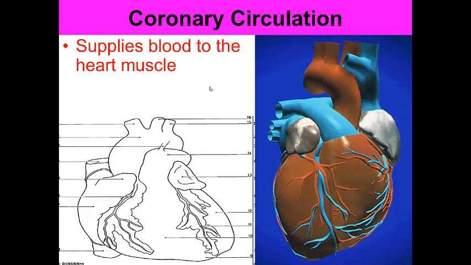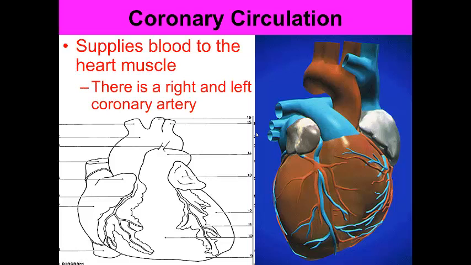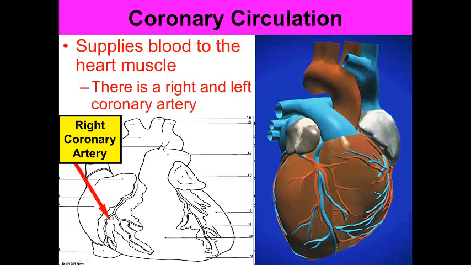What does coronary circulation do? It supplies blood to the heart muscles. So coronary circulation involves those blood vessels that feed the heart and keep it beating. Because there are a right and left part of the heart, there are right and left coronary arteries. So here's the right coronary artery here, and the left coronary artery here. So right coronary artery, left coronary artery.